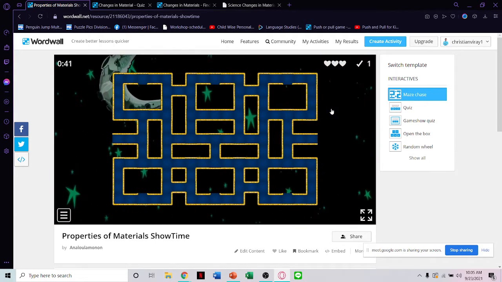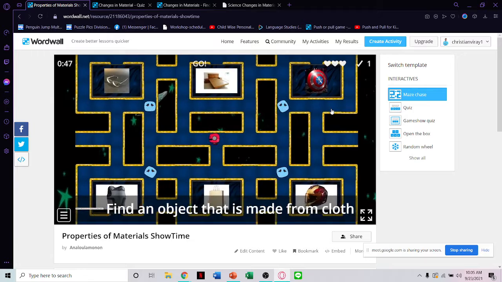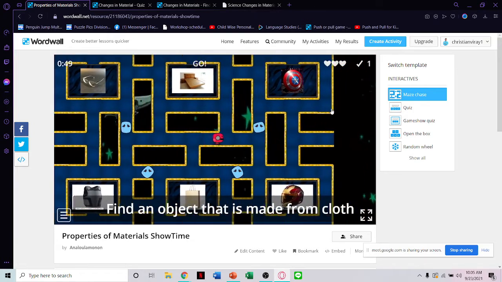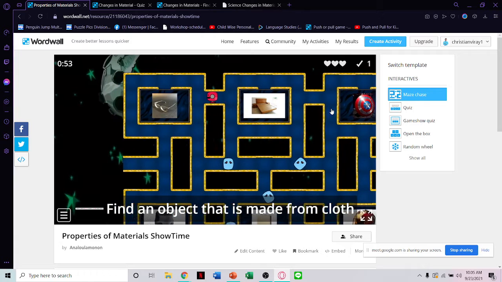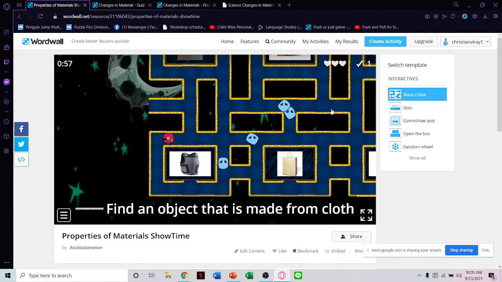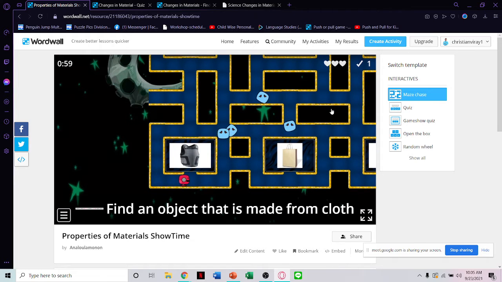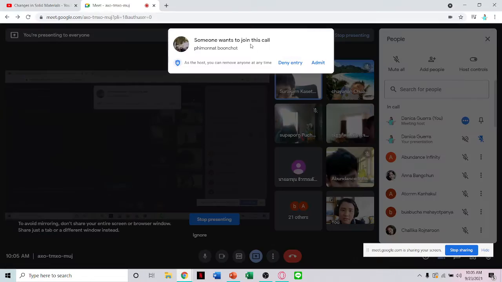Next, we have find an object that is made from cloth. Which one is made from cloth? Tell me which one is made from cloth. The vest. This one is called a vest.